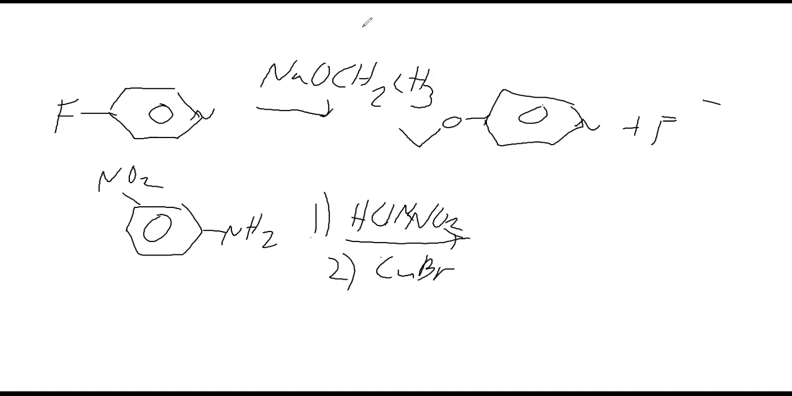NaNO2, remember, is going to form the diazonium with an amine. But it's only going to form on the amine. It's not going to react on the nitro group. So the diazonium will become a very good leaving group. And so we can exchange the amine for a bromine.